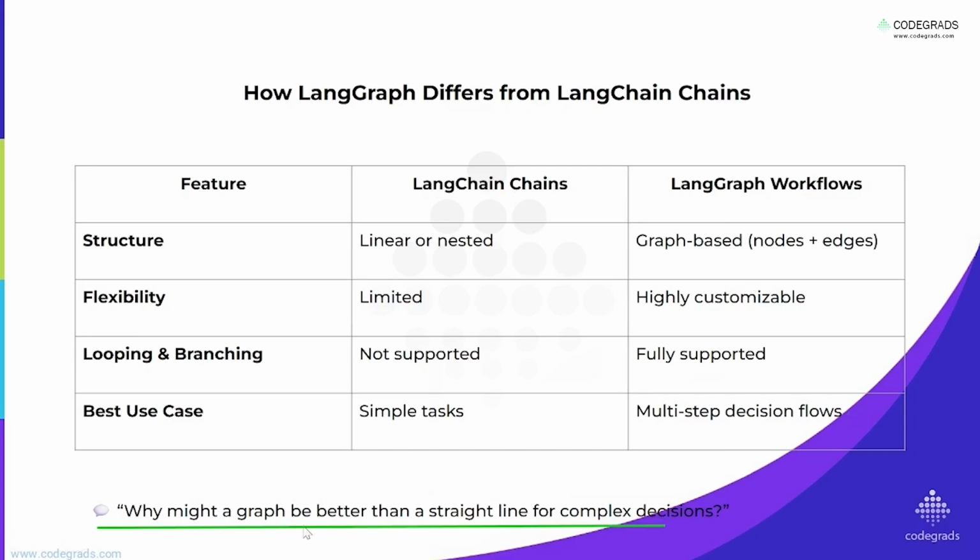Now, why might a graph be better than a straight line for complex decisions? In complex decisions, we have looping, retrying, and in the case of retrying, conditional statements are also there. So when complex decisions are involved, the graph plays an important role rather than the straight line. In this way, we have seen how LangGraph differs from a LangChain chain.